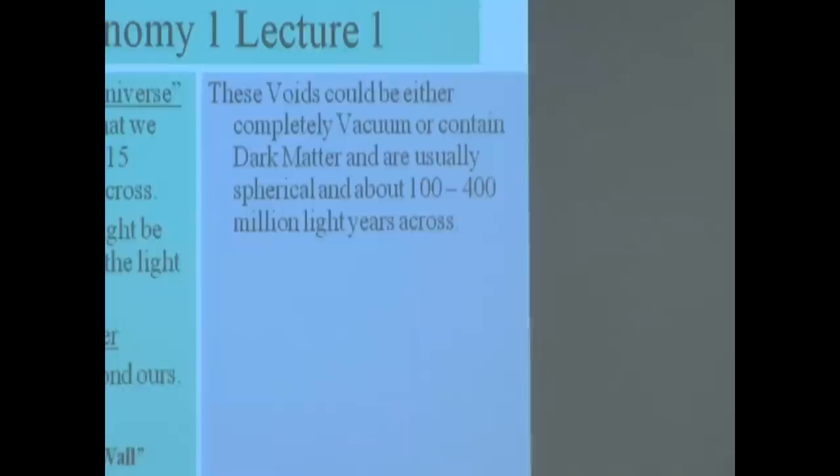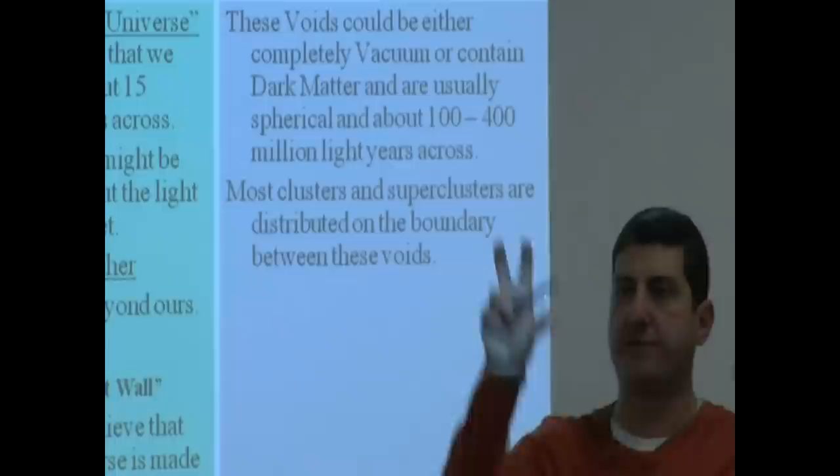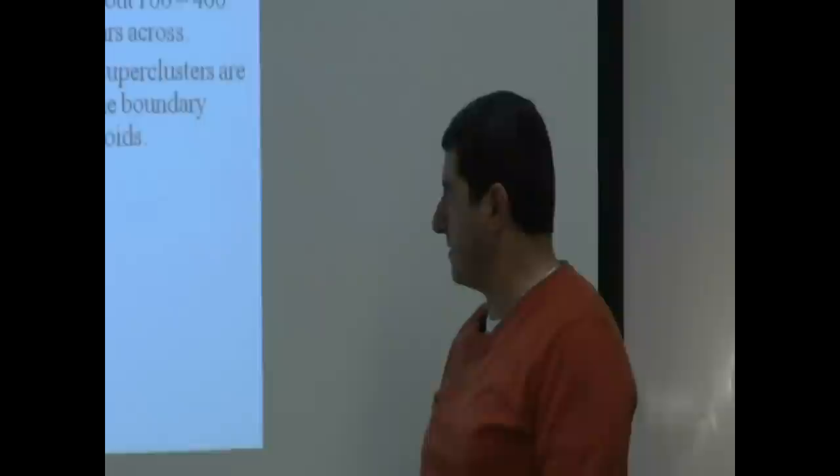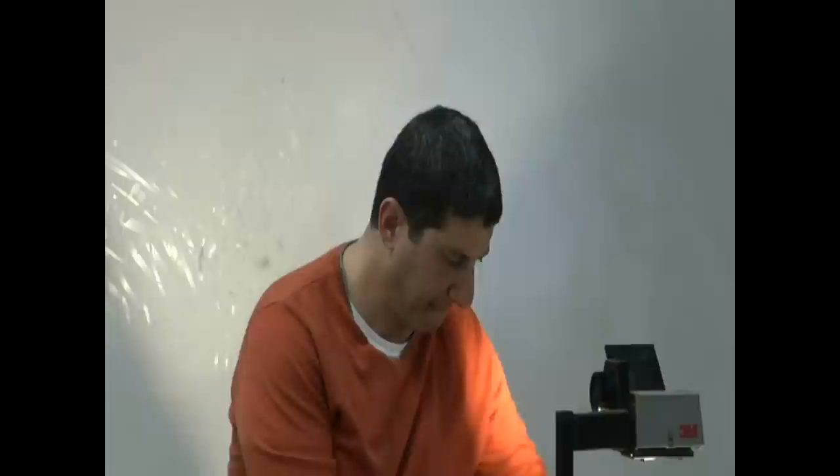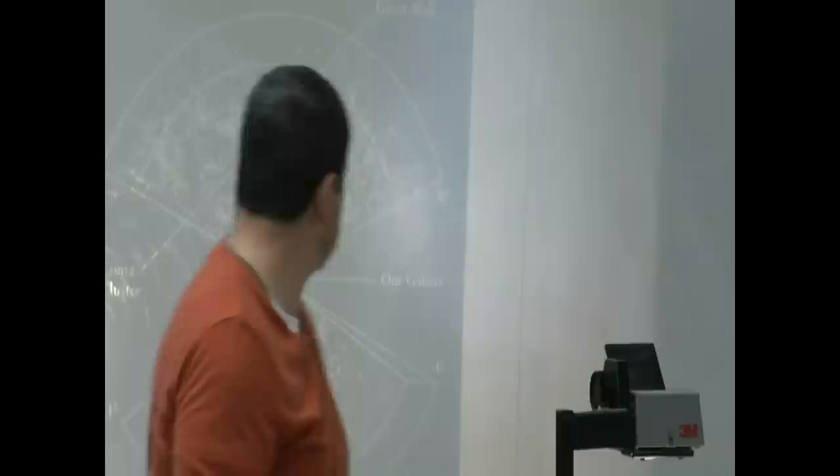These voids could either be completely vacuum or contain dark matter, and are usually spherical and about 100 to 400 million light years across. Most clusters and superclusters are distributed on the boundary between these voids. So there's a void, void, void, and then the superclusters are distributed on the boundary. And I'll show you a picture here. This is one of the famous pictures that they have. This is called the 2dF galaxy survey.